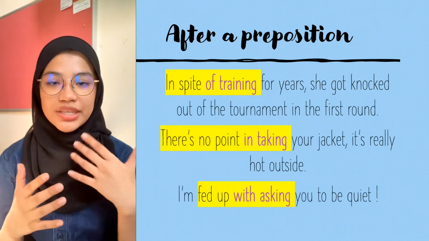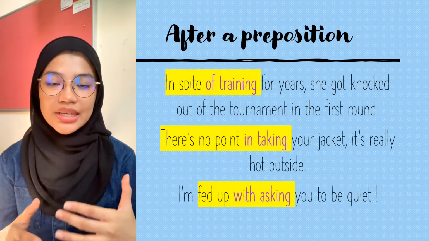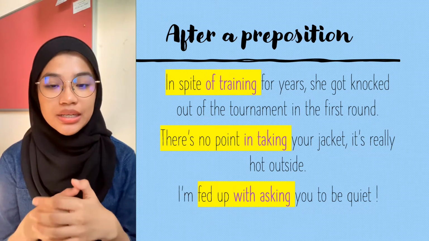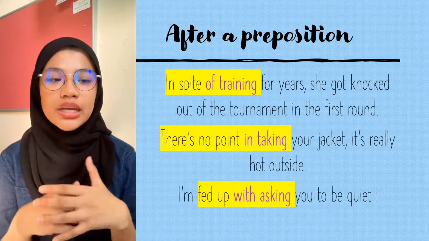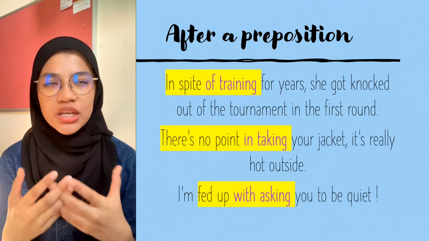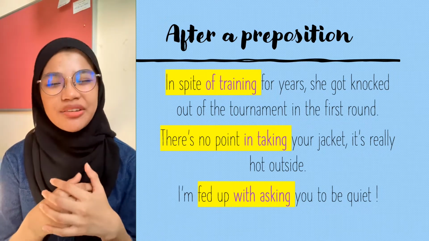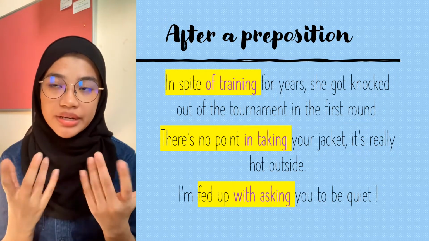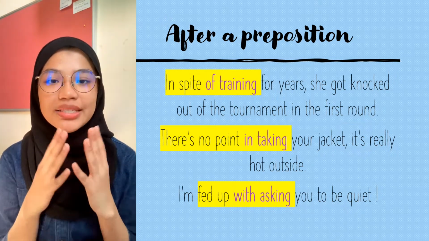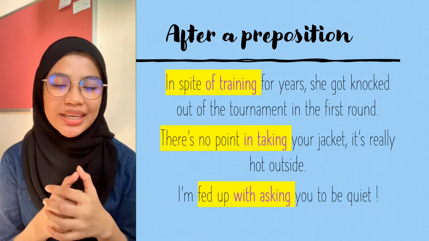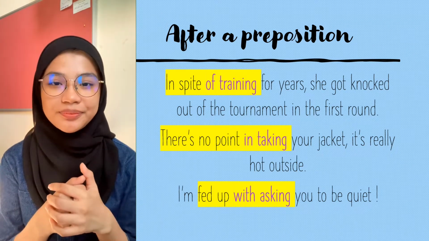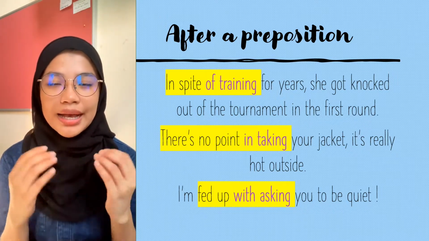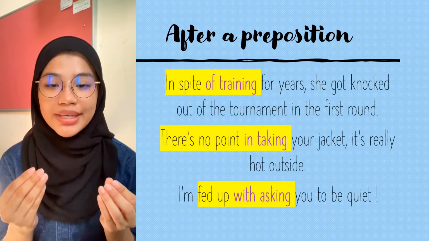And so these rules about prepositions include expressions that end in prepositions, like in spite of. In spite of training for years, she got knocked out of the tournament in the first round. There is no point in. There is no point in taking your jacket. It's really hot outside. Another example would be fed up with. I'm fed up with asking you to be quiet.